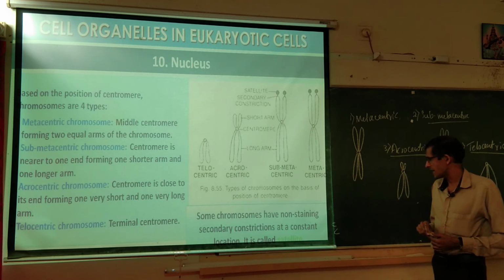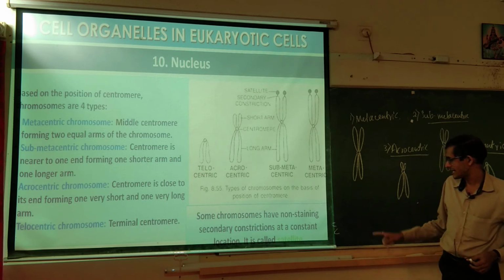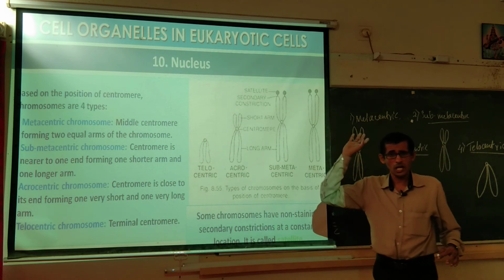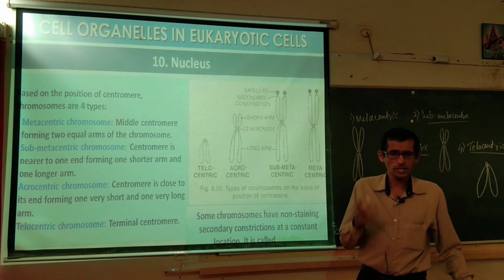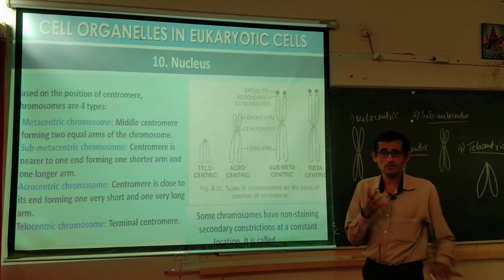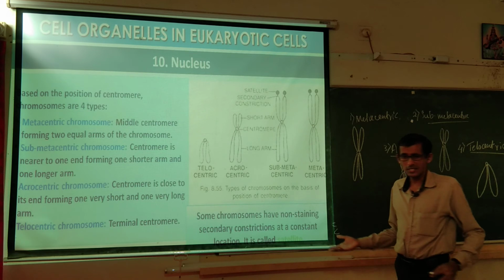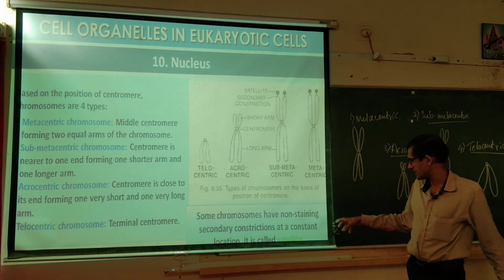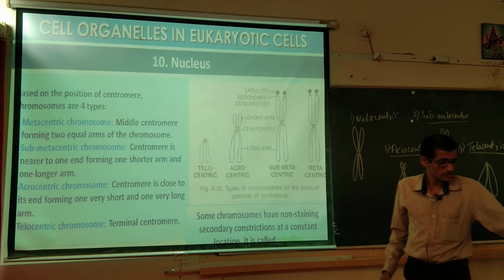Some chromosomes have a non-staining secondary constriction at a constant location, called a satellite. Now see, Flemming said chromatin takes up color, isn't it? So it takes the color inside the nucleus; the nucleus gets the color from the basic dye. But some part of the chromosome does not take the color, at a particular location, and it is called the satellite. So here we can make out that satellite.